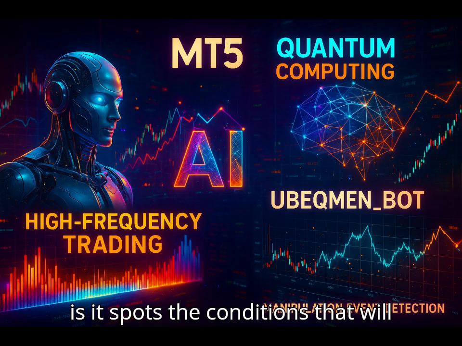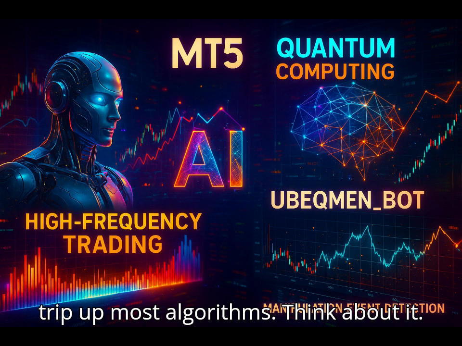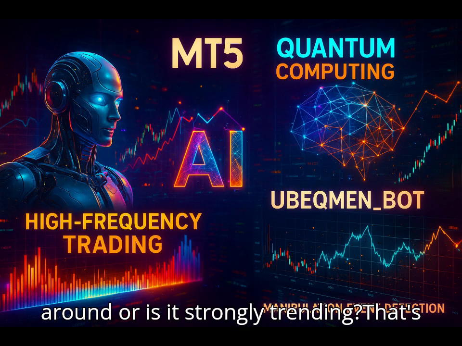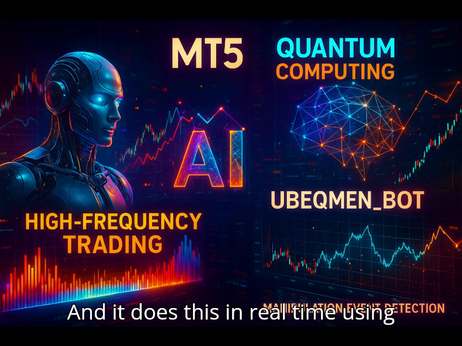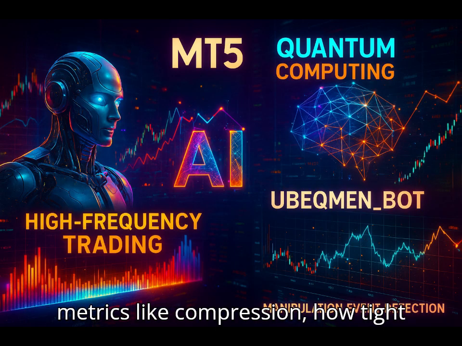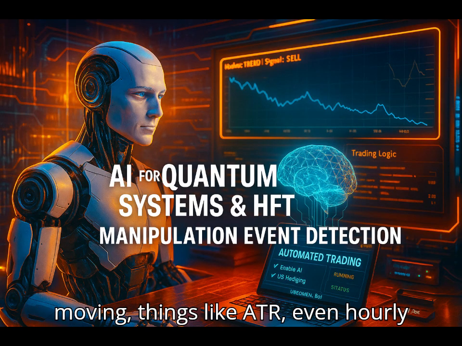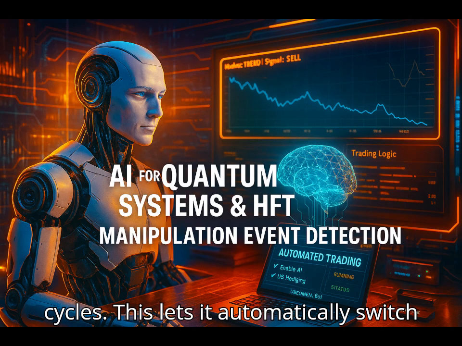The claim is it spots the conditions that will trip up most algorithms. Think about it, is the market ranging, bouncing around, or is it strongly trending? That's the range versus trend distinction. And it does this in real time using metrics like compression, how tight prices are, acceleration, how fast they're moving, things like ATR, even hourly cycles. This lets it automatically switch its approach.